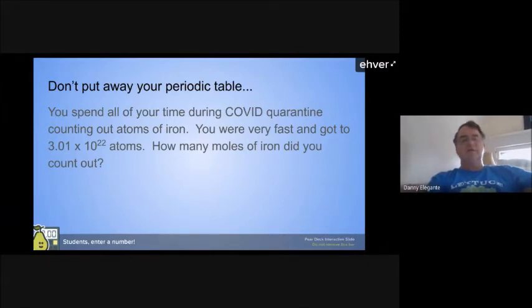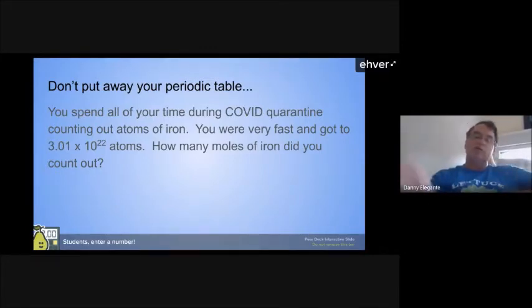So the correct answer there was actually not 0.5, which several of y'all said. It was 0.05, because 3.01 times 10 to the 22nd divided by 6.02 times 10 to the 23rd is 0.5 times 10 to the negative 1. So you got to move that one more place. So that would have been 0.05.